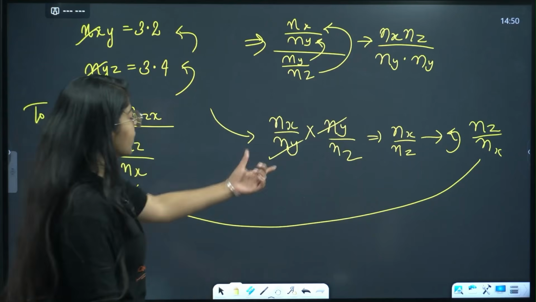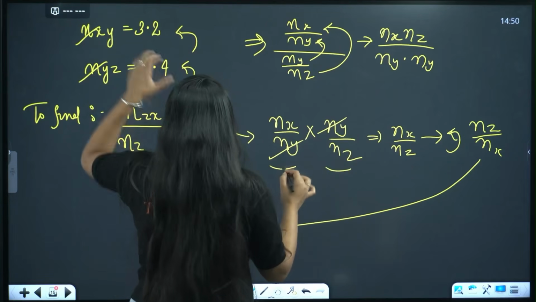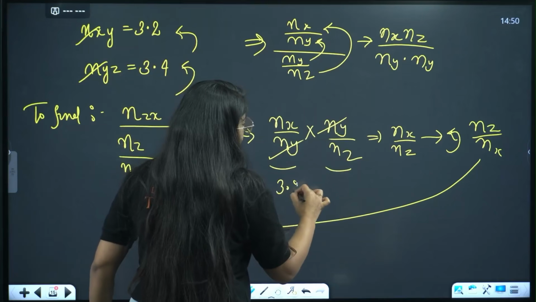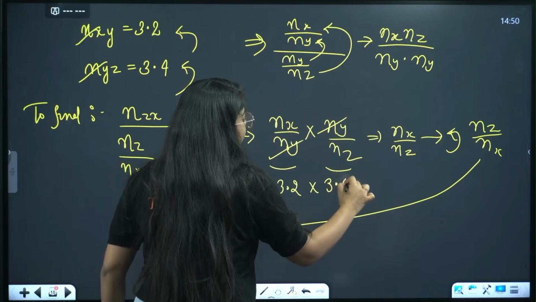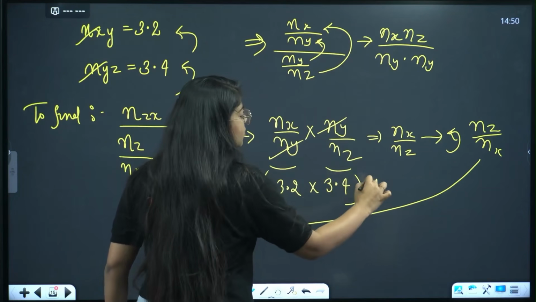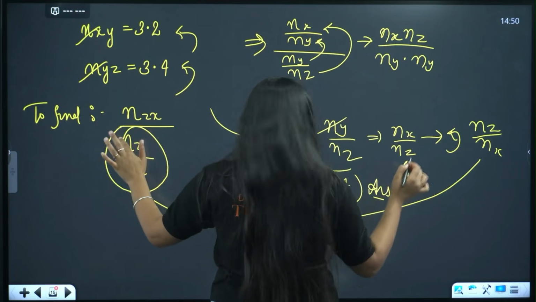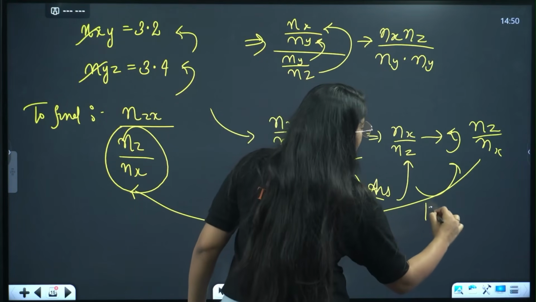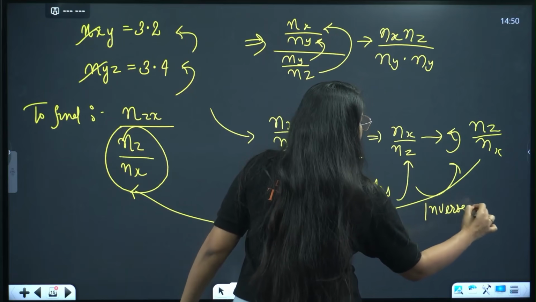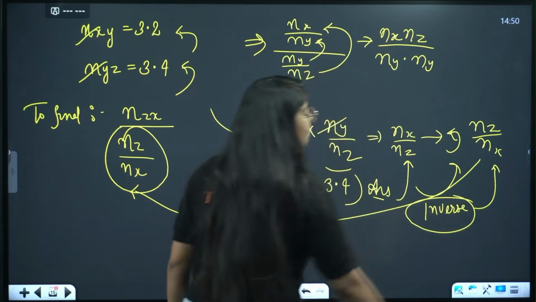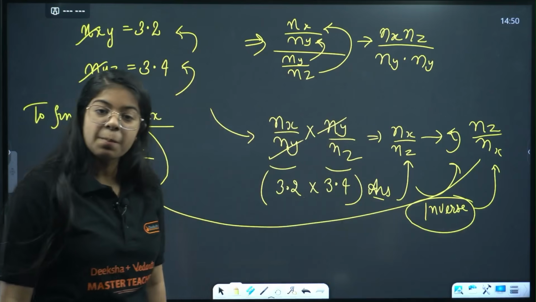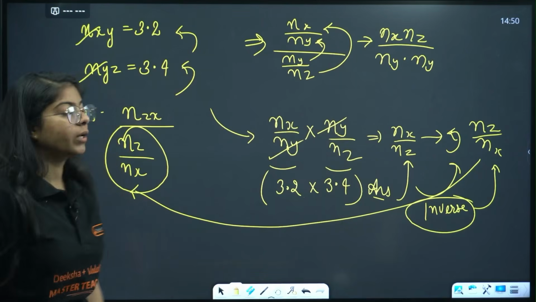So now you can just write this. You can multiply these two, 3.2 into 3.4, and whatever the answer comes, that is nX by nZ, but we need nZ by nX, so we will inverse the answer to get nZ by nX. Done? Done, everyone? Okay, great.